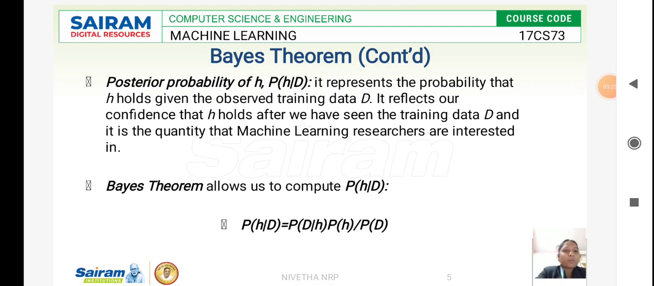Then we have the posterior probability of H. Here it represents that H holds given the observed training data D. When training data has been given as prior information, it gives you the prediction of the hypothesis. Then we have Bayes theorem, and we compute it as the probability of H given D. It means the hypothesis H has occurred after the data set, and the formula we use for Bayes theorem is: probability of H given D equals probability of D given H multiplied by probability of H, divided by the probability of D, which is already stated.